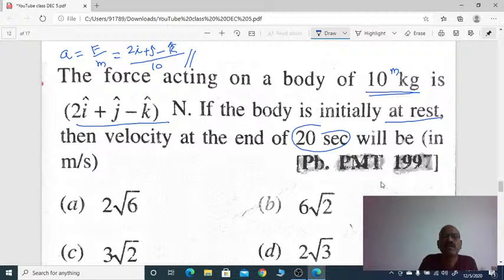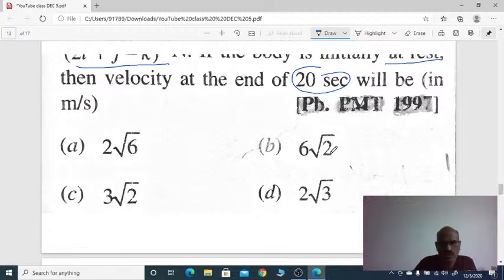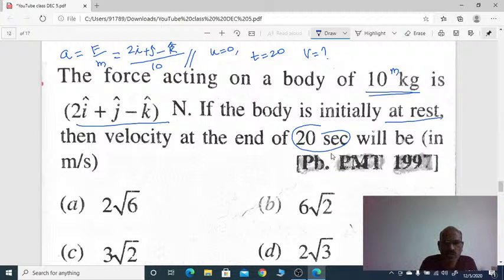Next, the body is initially at rest, that means u equals 0. The time given is 20 seconds, and the velocity at the end of 20 seconds, v, is the question. So simple now. Acceleration you got already: a equals F by m, where F is 2i cap plus j cap minus k cap, and m is 10. So a you got. Now initial velocity 0, t is 20 seconds, v is the question.